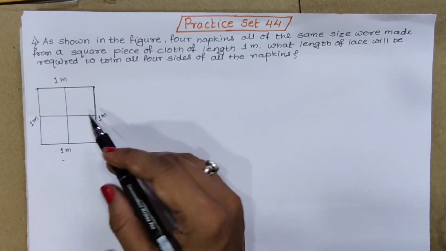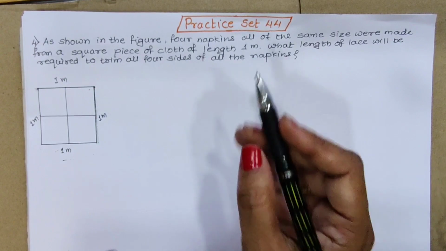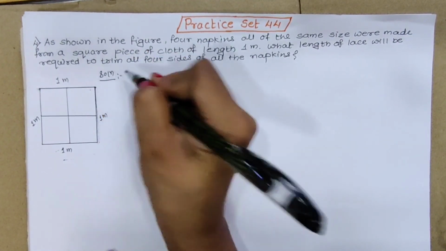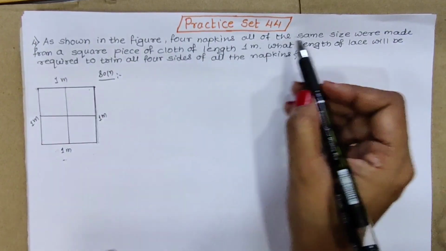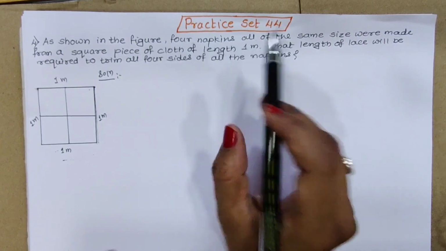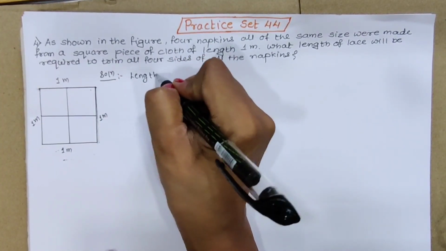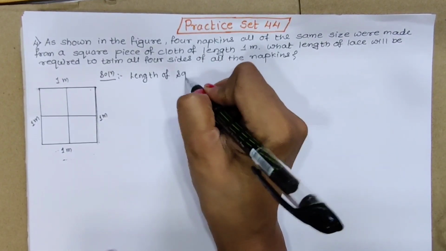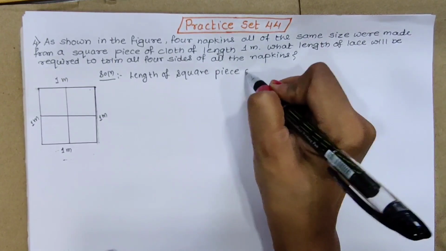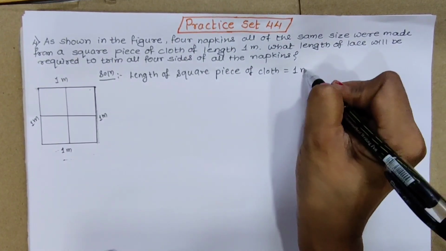So first let us write about this square piece of cloth. Solution, we are starting. Okay, what is given here? The square piece of cloth of length 1 meter. So I am going to write here: length of square piece of cloth is equal to 1 meter.